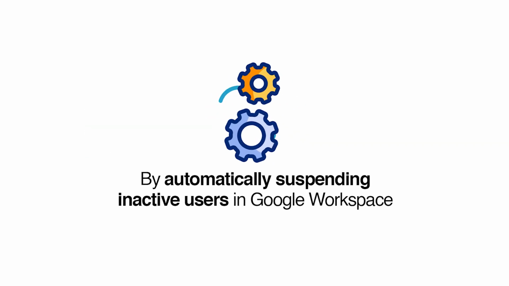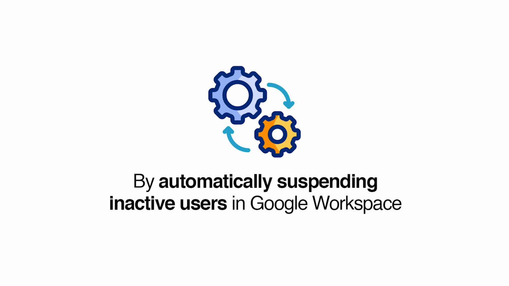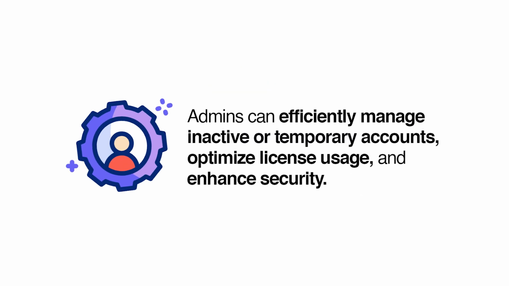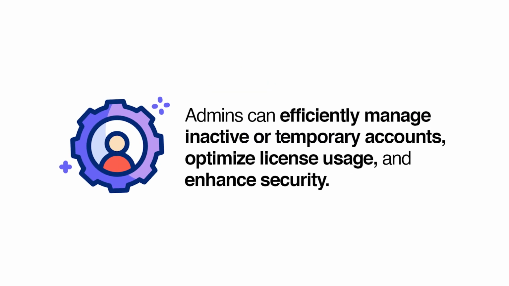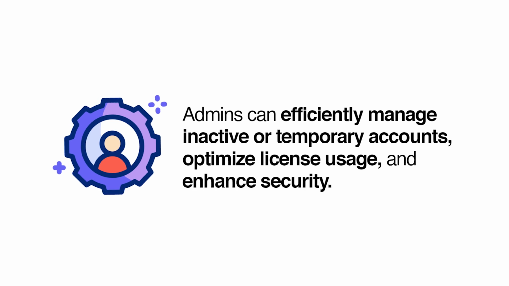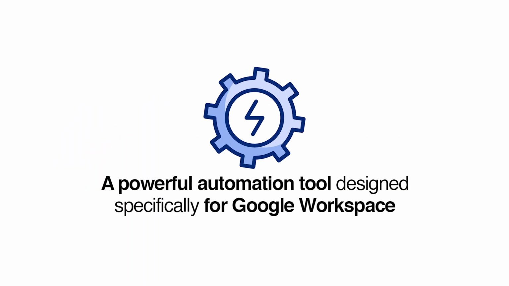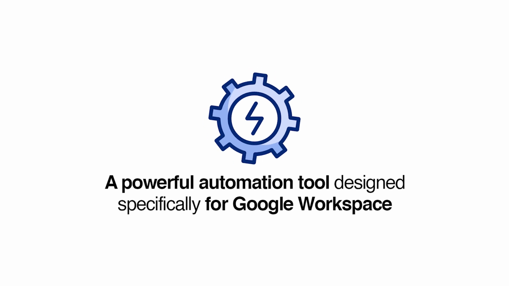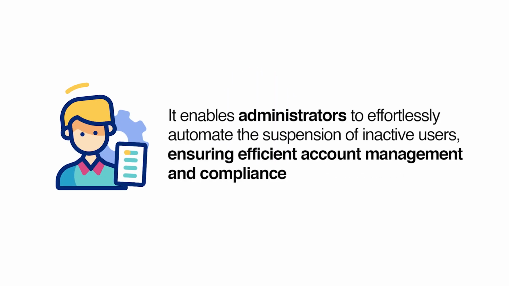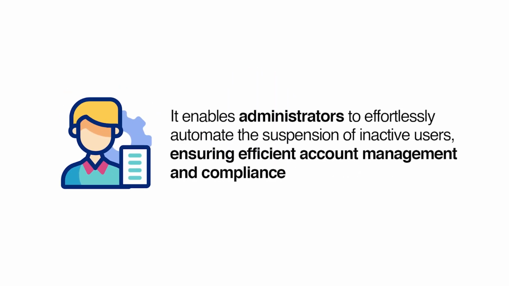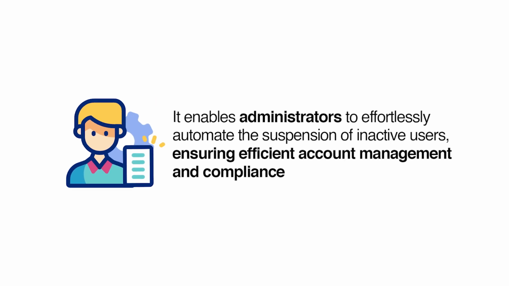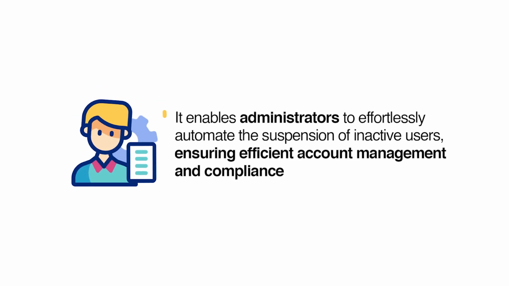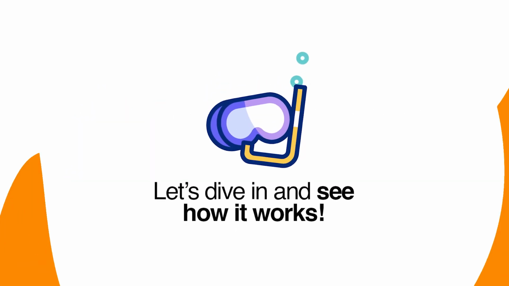By automatically suspending inactive users in Google Workspace, admins can efficiently manage inactive or temporary accounts, optimize license usage, and enhance security. That's where Fanatical Foresight comes in, a powerful automation tool designed specifically for Google Workspace. It enables administrators to effortlessly automate the suspension of inactive users, ensuring efficient account management and compliance. Let's dive in and see how it works.